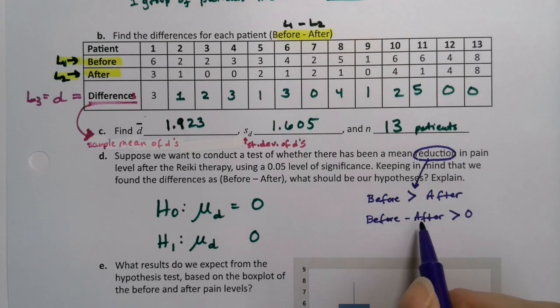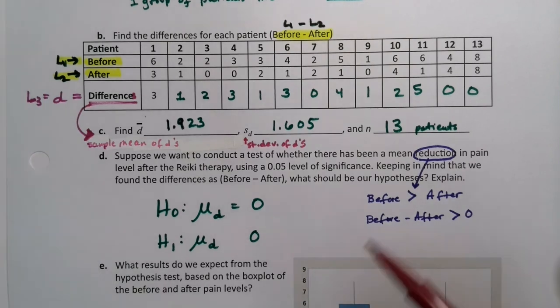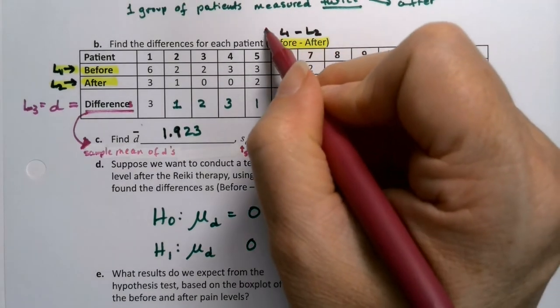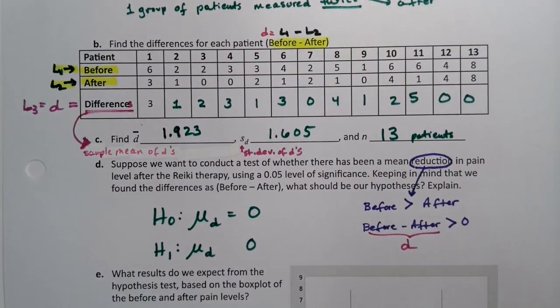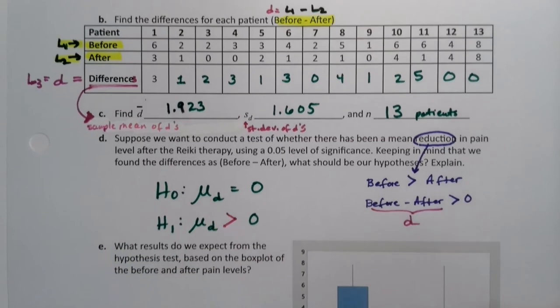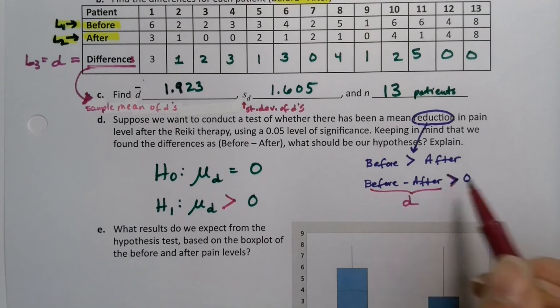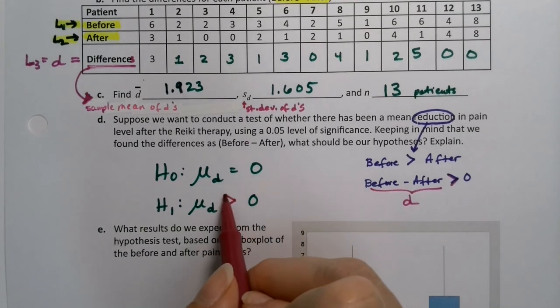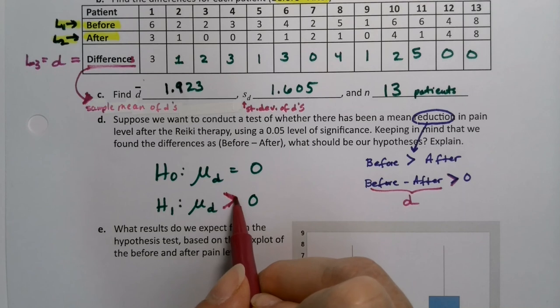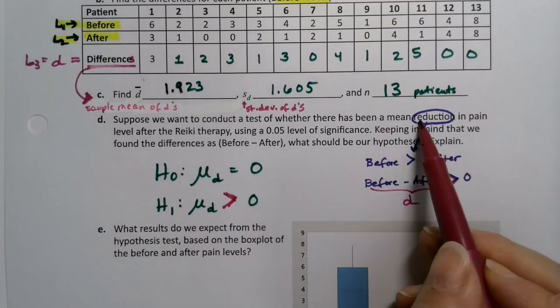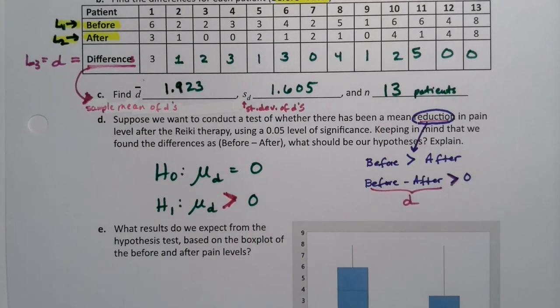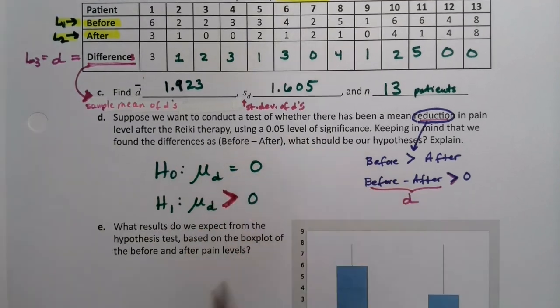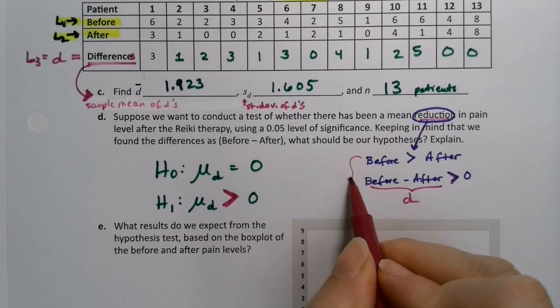And you can see right here, this is D, before minus after. That's D. We did it right here. D is L1 minus L2. And that means that I want it to go this way, right? Because I want this symbol right here. I want after to be less than before. So the word reduction doesn't necessarily mean it's less than. Reduction means that, in this case, the after is smaller than the before, right? So this is why that is.